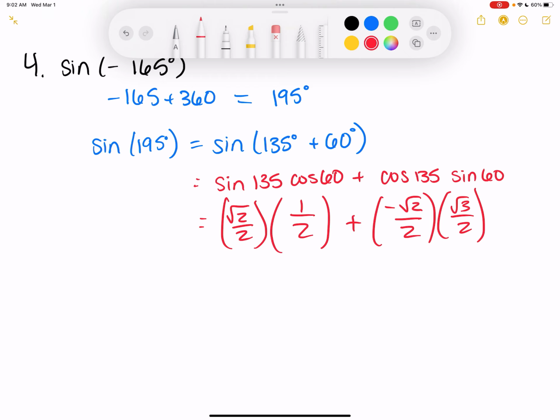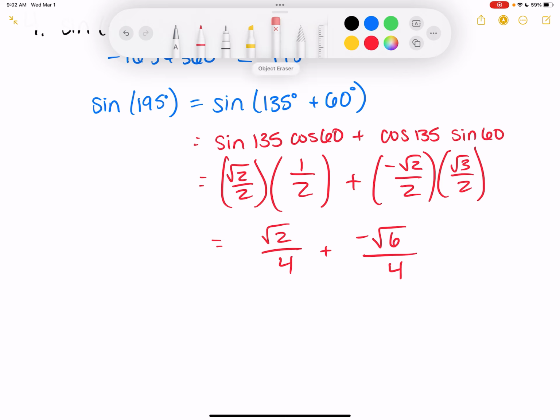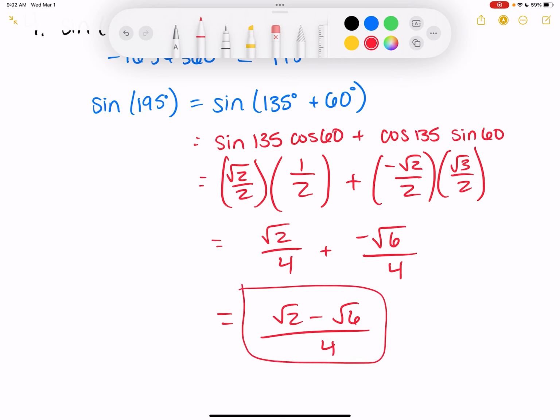So then we combine. I multiply these two together, so this is going to be square root of 2 over 4 plus... now remember, when we multiply square roots, we can multiply what's inside. So this is going to be minus the square root of 6 over 4. And then I just combine this and write it as one. So it's going to be square root of 2 minus square root of 6 over 4. And that's your final answer.